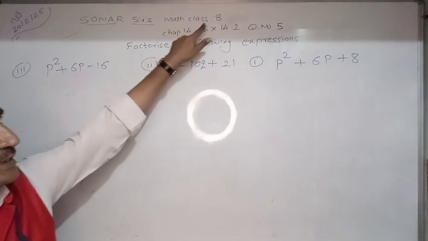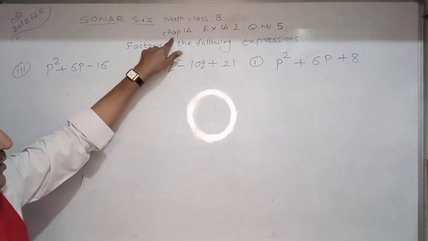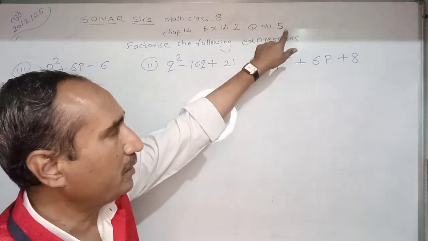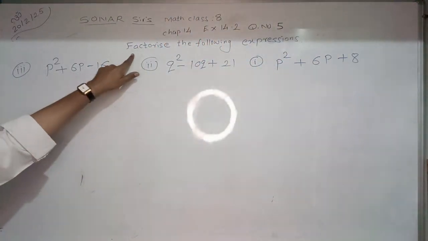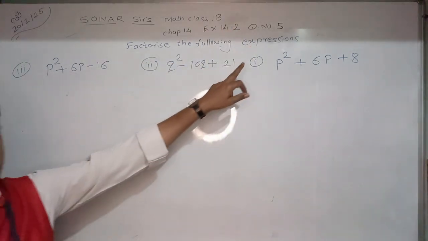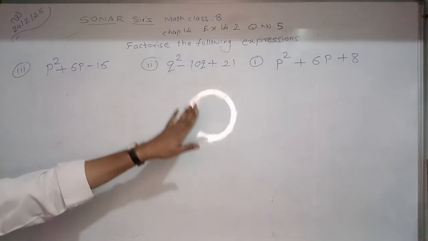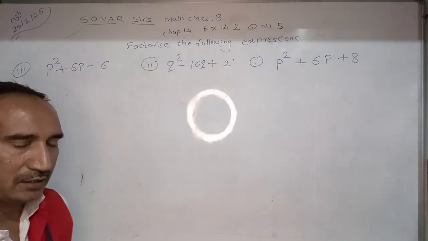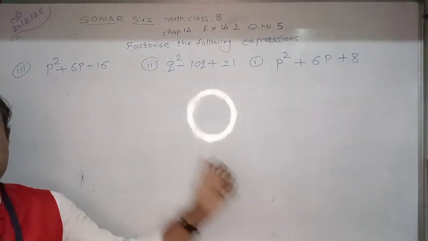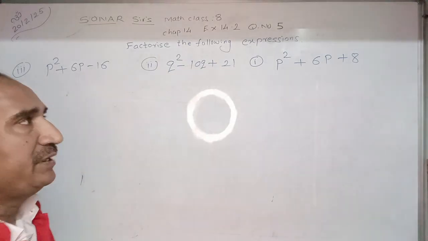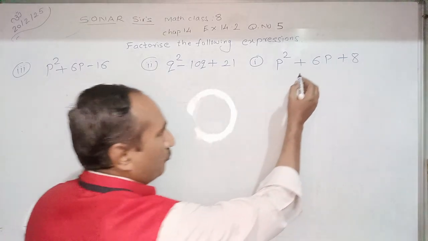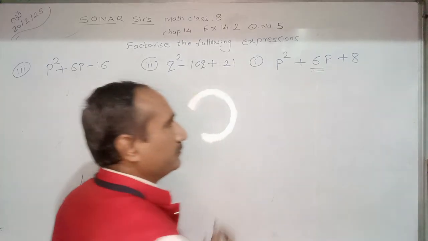Maths Class 8, Chapter 14, Exercise 14.2, Question number 5. Factorize the following expressions. There are 3 sub questions of the similar type. This is the simplest form of the middle term separation method. Now, what is the middle term separation method? In this method, we separate the middle term.